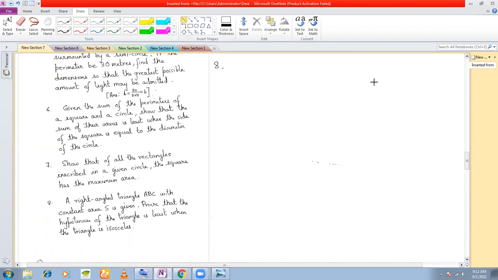So let's draw a right angle triangle ABC, right angled at B. Okay. So here, the area of triangle ABC is equal to S, a constant.